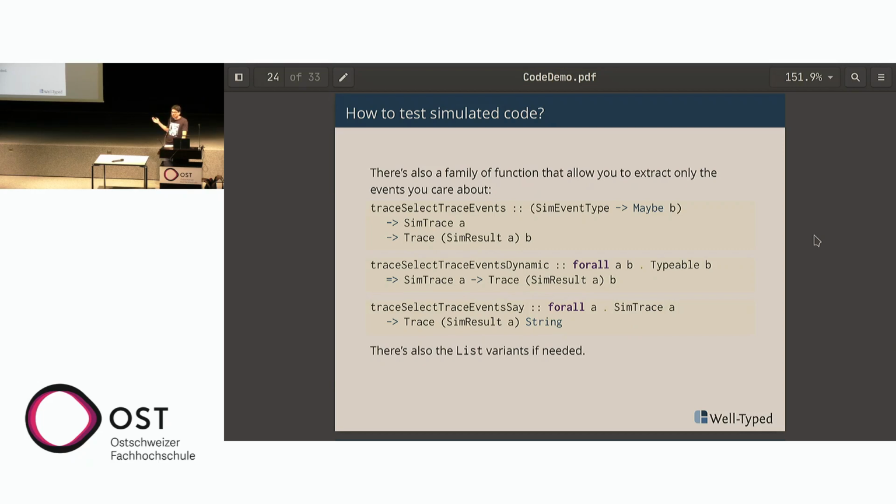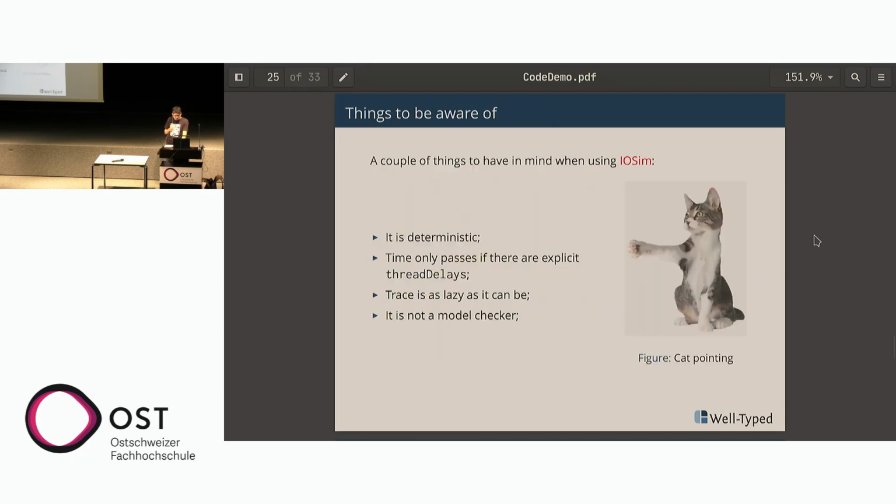And there's also functions to get the meaningful events from the trace. So trace select trace events and trace select trace events dynamic are the functions that you want to use. There are also list variants if you don't want the trace data type that the IOSim offers.